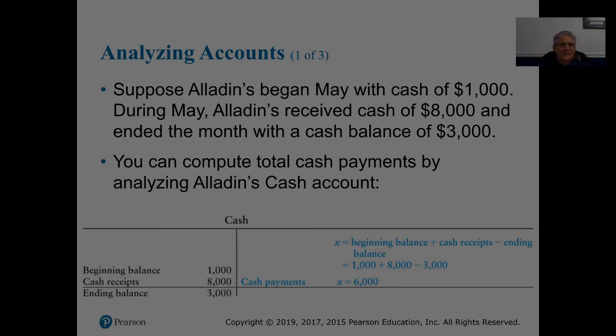So if you had 9 and you ended up with 3, how much did you pay out? Well, deductive reasoning tells you paid out 6, because 1 plus 8 is 9, minus 6 gives you the 3. Now you could have used the formula here, if you have to memorize these formulas: beginning plus cash receipts minus ending balance, that's going to be your X. X is the amount that is missing, that's the cash payments. So 1,000 plus 8,000 minus 3,000 gives you 6,000. 6,000 is the amount paid out.